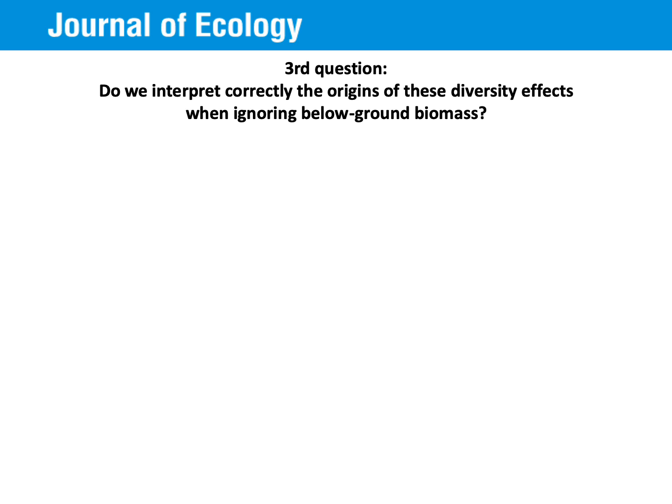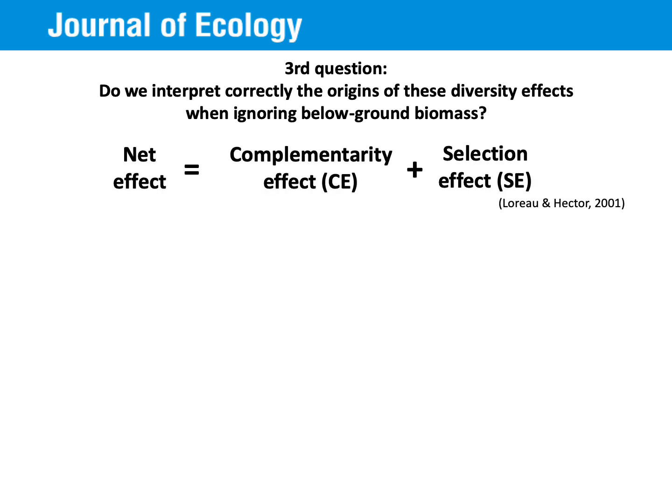One of the most widely used methods to reveal the origins of diversity effects is the partitioning method by Leroux and Hector. The original paper showing the method has been cited more than 1,000 times. Basically, it decomposes the net effect into two parts, the complementarity effect and the selection effect. This method uses the performances of each species within the mixtures and the monocultures to evaluate which effect is important.